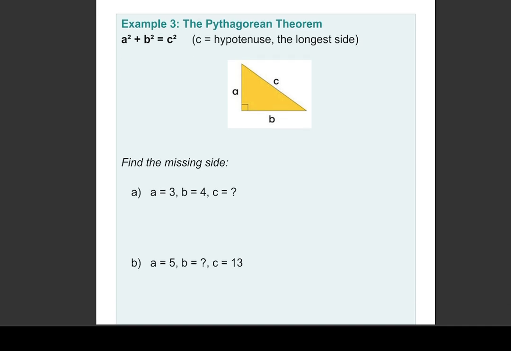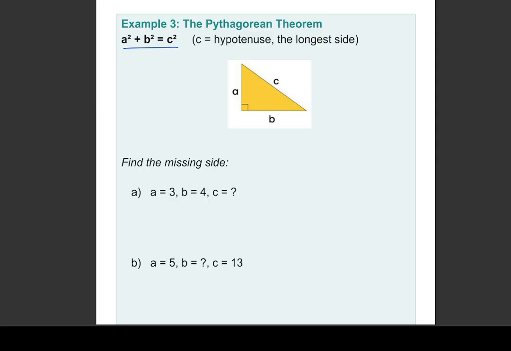Moving on to the Pythagorean theorem. So this has come up a couple times throughout this course. I want to make sure everyone's clear on how it works. Essentially, if you have a right triangle with side lengths a, b, and c, where c is the hypotenuse or the longest side, it must be true that a squared plus b squared equals c squared.